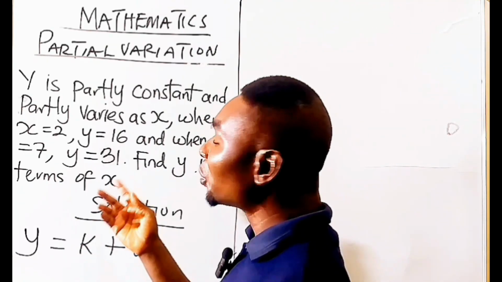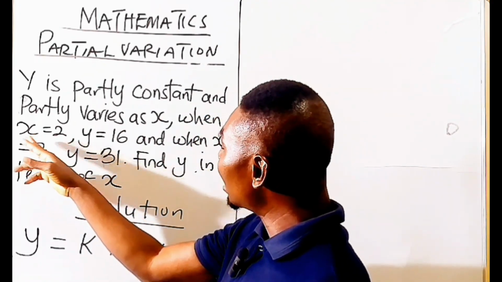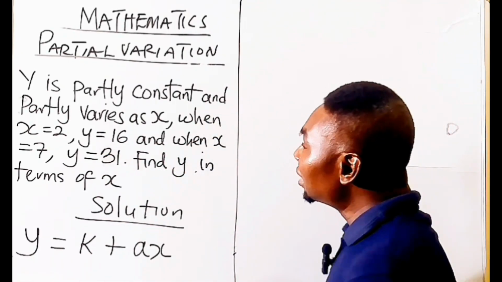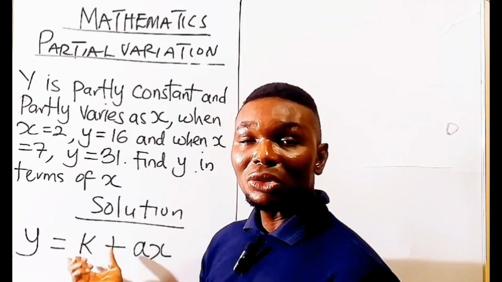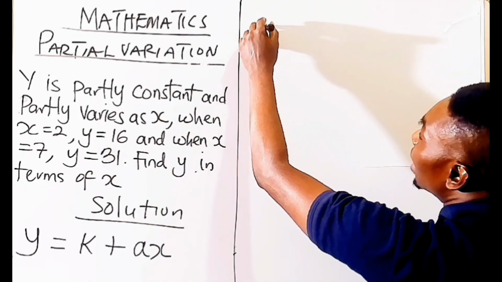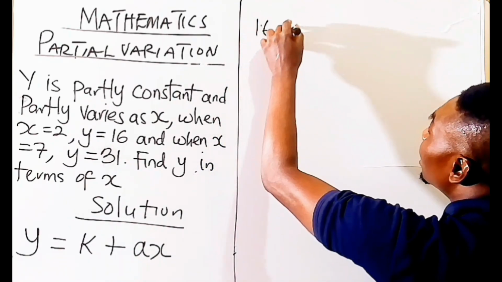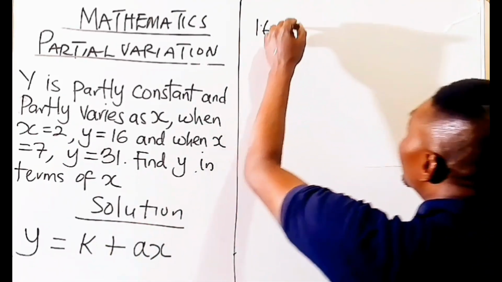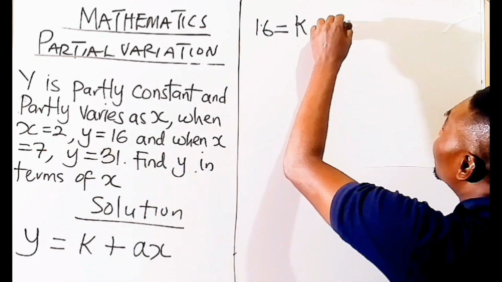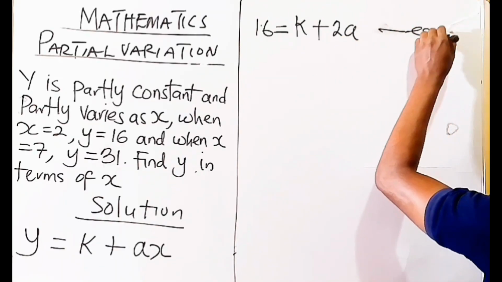Now the question goes further by saying when x is equal to 2, so you replace the value of x and y into this equation. Because this partial variation will result in a pair of simultaneous equations. So here we have y. Since we were told that y is equal to 16, we have 16 is equal to k plus, now x is 2, so we have 2a. We can tag this as equation 1.